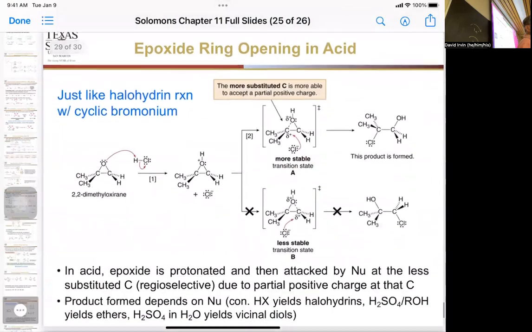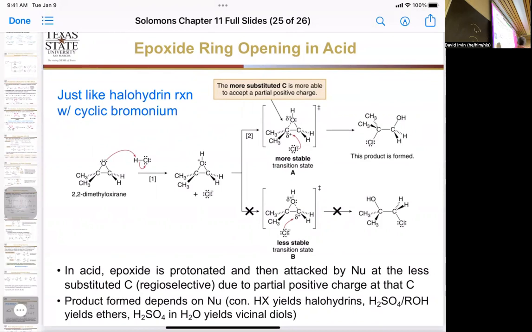Okay, so now let's look at the mechanism of the acid catalysis. If we're acid catalyzing something, the first thing you're going to do is protonate something. The oxygen still has lone pairs on it, so we're going to protonate the oxygen first. When we do that, we get this oxonium cation. We've already formed oxonium cations before.